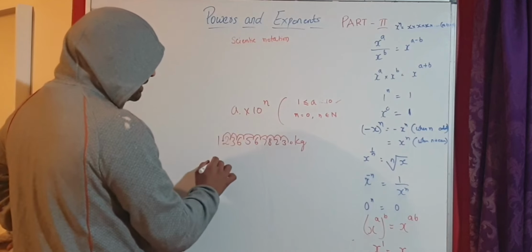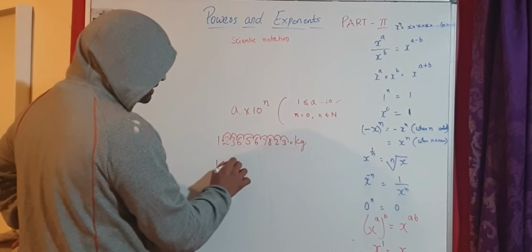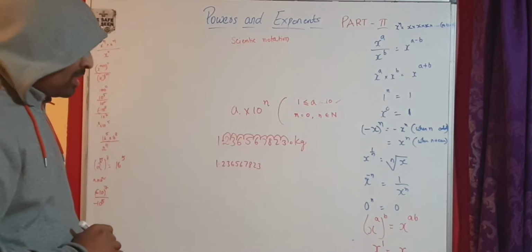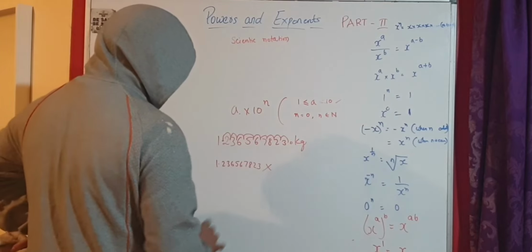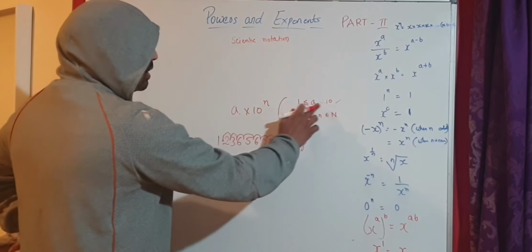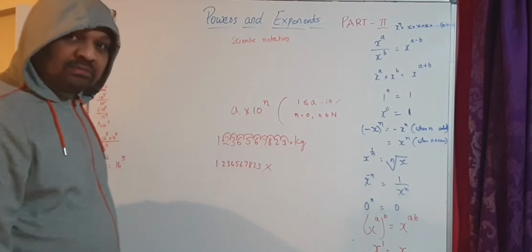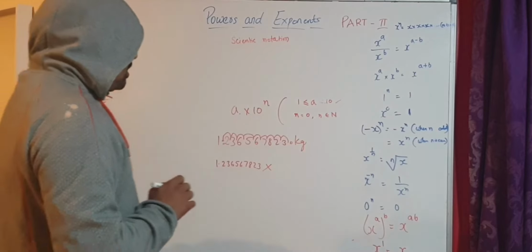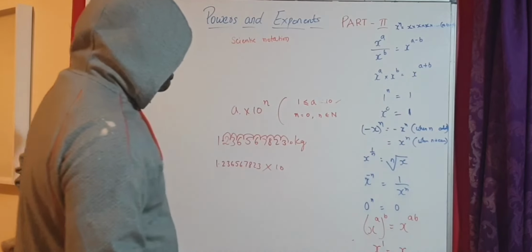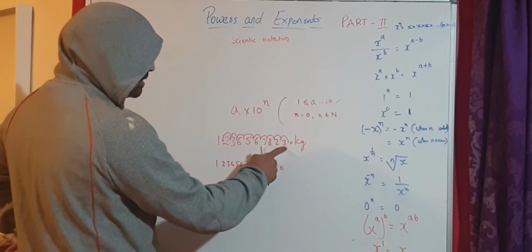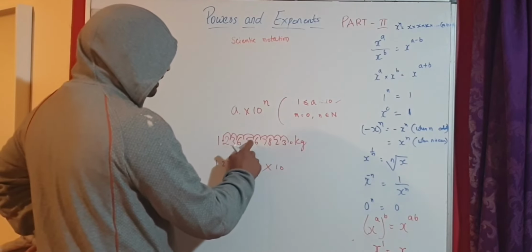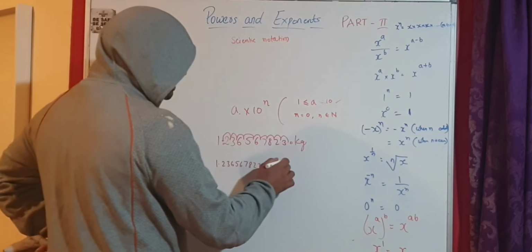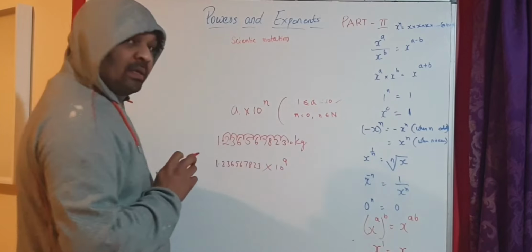In this case, my a is going to be 1.236567823. My a now is between 1 and 10. Is this number between 1 and 10? Yes, it is, because 1 point something is there, isn't it? Now, how many places did we move the decimal point to the left? Let's count again: 1, 2, 3, 4, 5, 6, 7, 8, 9. 9 places we moved to the left. So in that case, you have to put 10 to the power of 9.